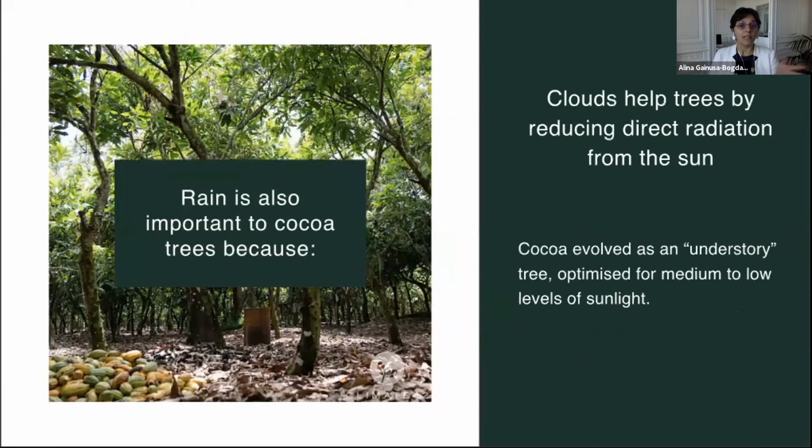Next, the clouds themselves help trees by reducing direct radiation from the sun. Cocoa evolved as an understory tree in the moist Amazon basin. This means that it grew among taller tree species, which shaded it from direct sunlight. So cocoa trees developed in medium to low levels of sun, and they still prefer light that has been scattered by clouds or shade trees instead of direct sunlight.